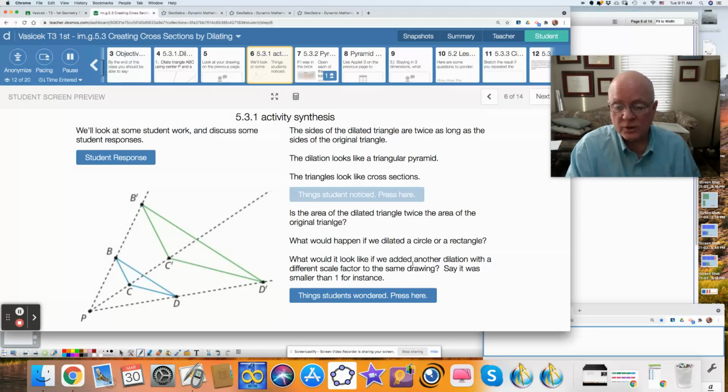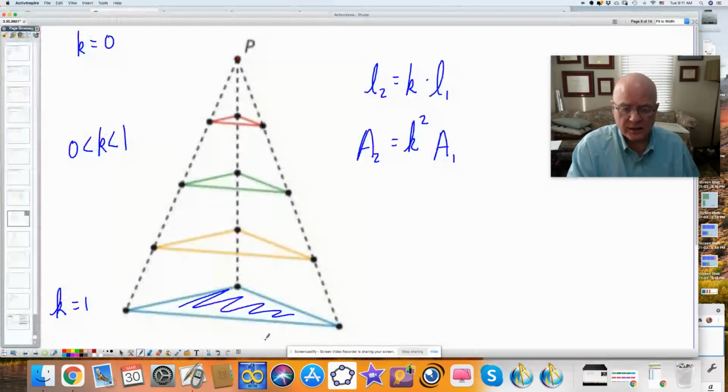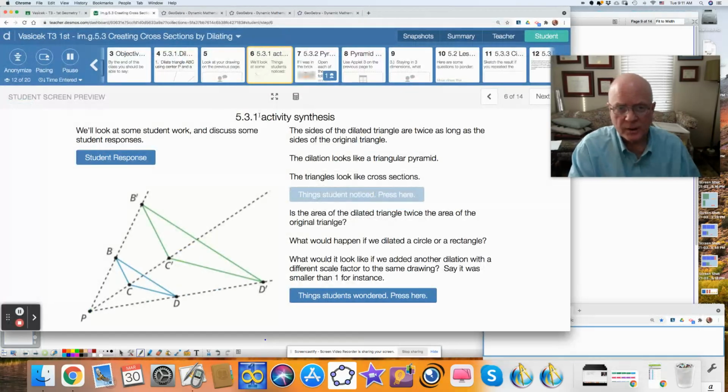Finally, what would it look like if we added another dilation with a different scale factor to the same drawing? Say it was smaller than 1, for instance. What if it went smaller? And that's what we looked at here. We're getting smaller than 1. The figure is getting smaller. It could be getting larger if my scale factor is larger than 1.